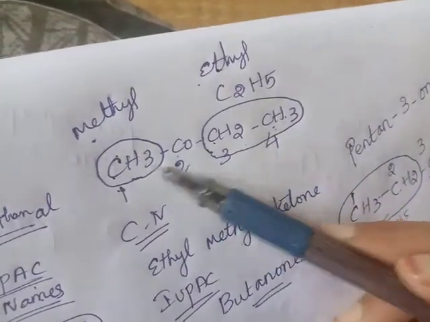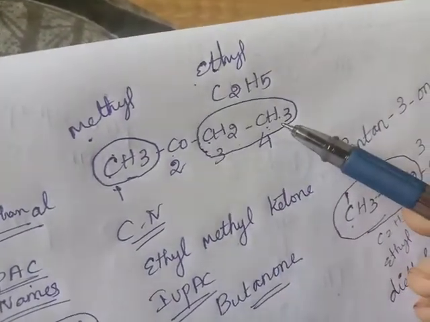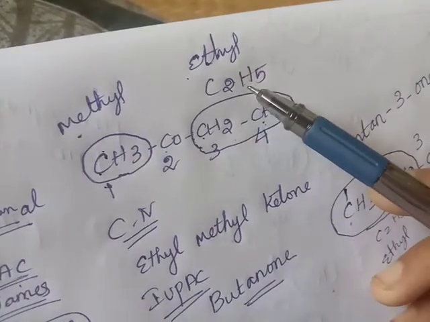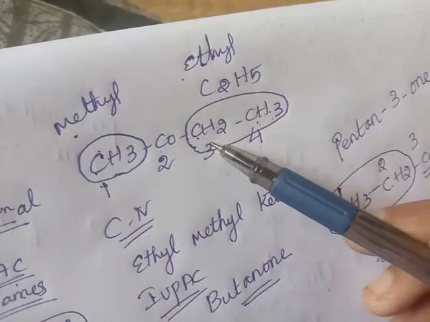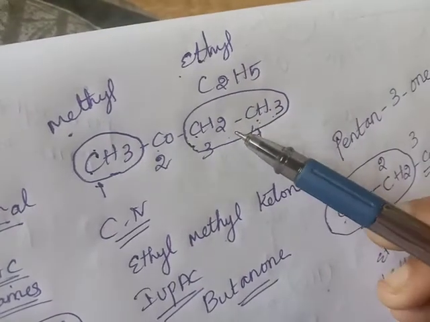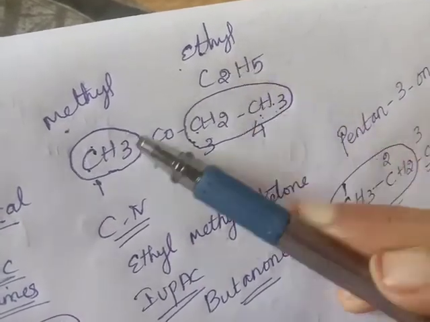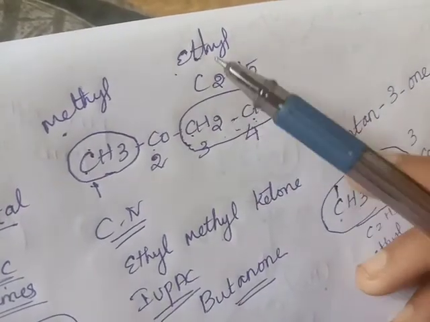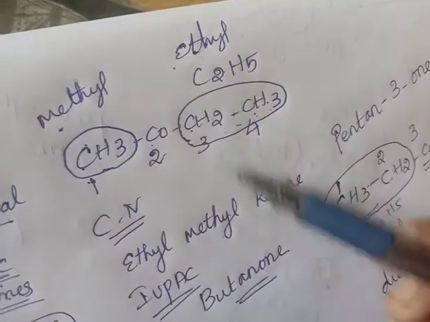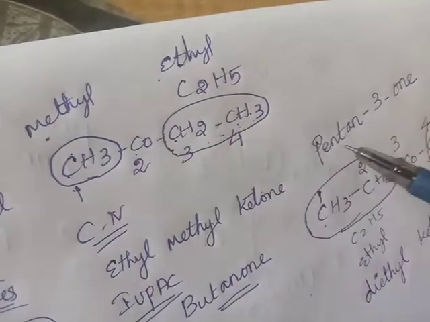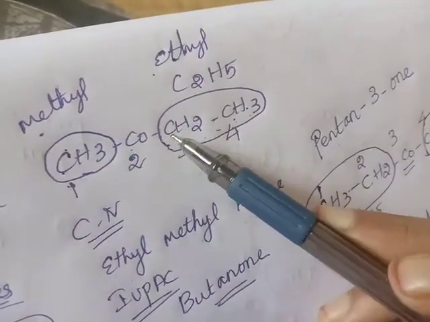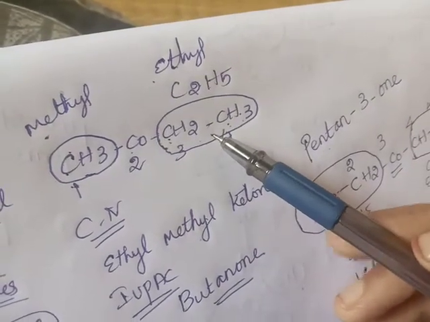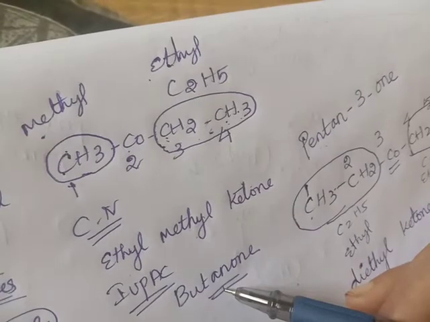Like that, CH3COCH2CH3. A methyl group and an ethyl group. Instead of C2H5, we can also write CH2-CH3. So this is also known as ethyl group. So here one methyl group and one ethyl group are present. According to alphabetical order, we write ethyl methyl ketone. IUPAC name: methane, ethane, propane, butane. So this is butanone.